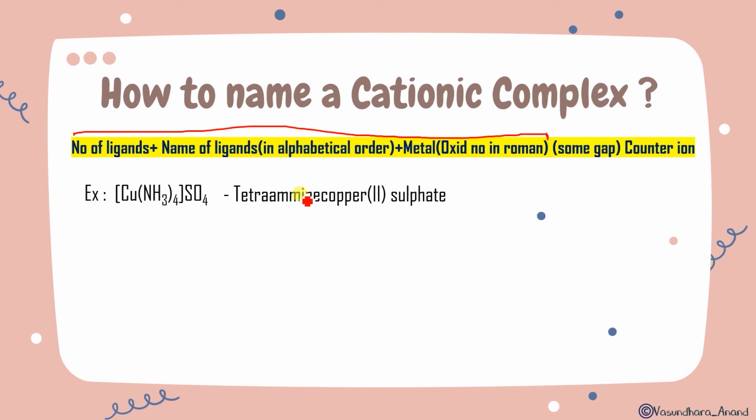So this is the name: tetra, which is showing the number of ligands, ammine, the name of the ligand, and copper, which is the metal. Roman 2 is the oxidation number. And then after that I left some gap over here, you can see the gap, and then the counter ion as a sulfate, isn't it?